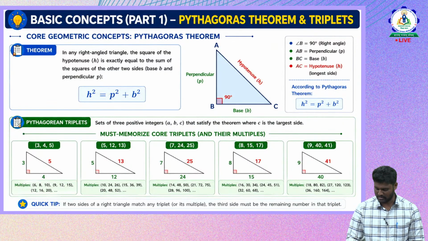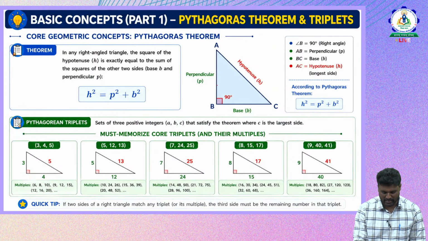Let us try to understand this more deeply. In a right angle triangle, one angle is exactly 90 degrees. Here, which angle is 90 degrees? Angle B is 90 degrees. Then we say that this triangle is a right angle triangle.